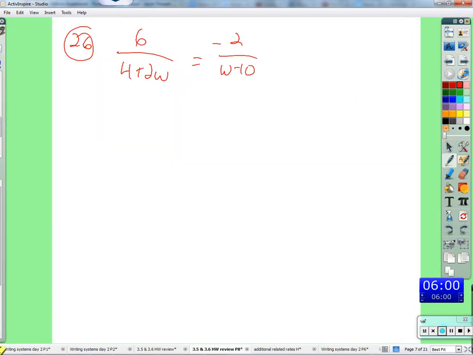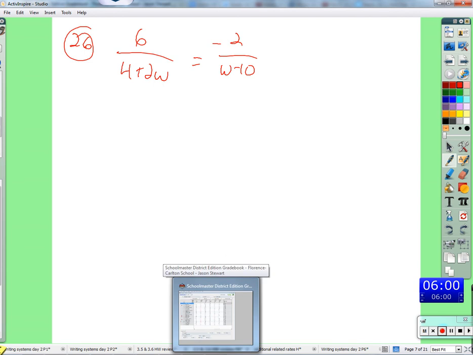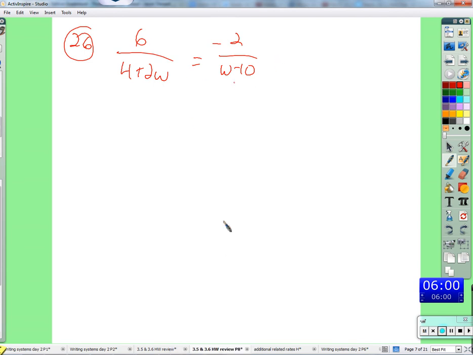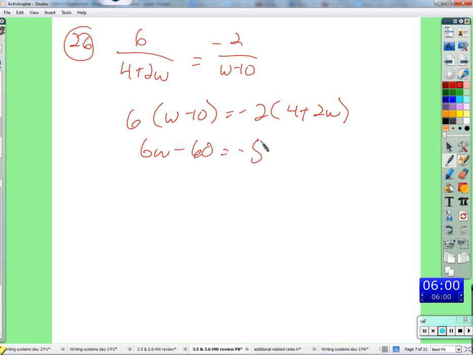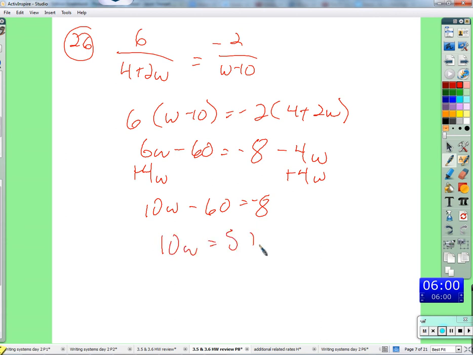We don't need to be reminded that cross multiplication is just multiplying both sides by both denominators. So we get 6 times w minus 10 equals negative 2 times 4 plus 2w. 6w minus 60 equals negative 8 minus 4w. Add 4w to both sides: 10w minus 60 equals negative 8, so 10w equals 52, w equals 5. Boom.